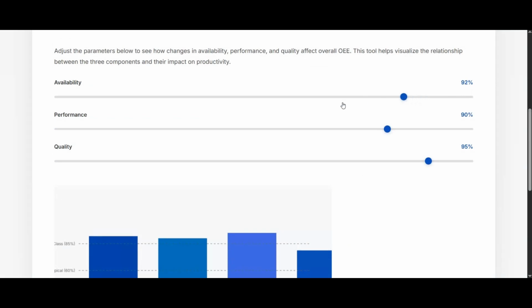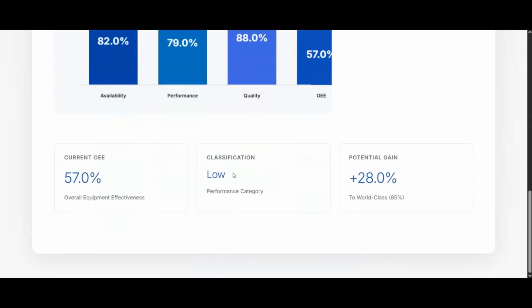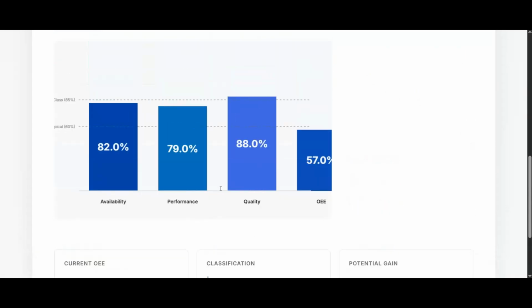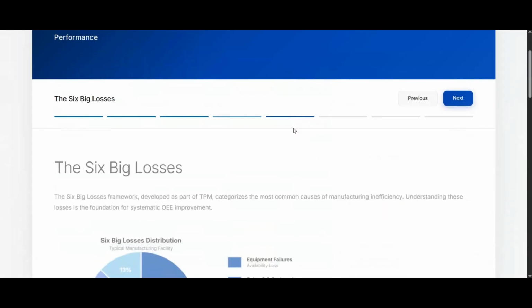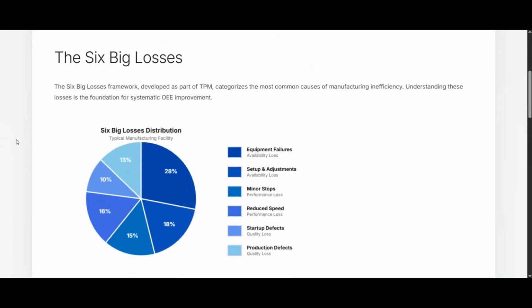let's decrease. Now it is low. And our losses are here. Look at this.